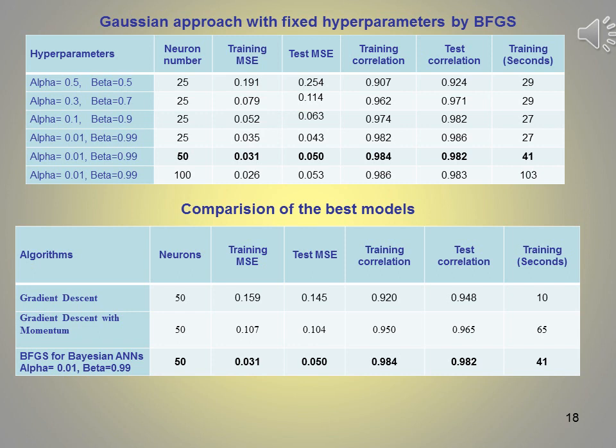In the next table, the comparison of the best models is given with respect to training mean square error, test mean square error, training correlation, and test correlation. According to this table, apparently the Gaussian approach gives better performance than traditional artificial neural networks, because the Gaussian approach balances noise and complexity, considering the alpha and beta hyperparameters.